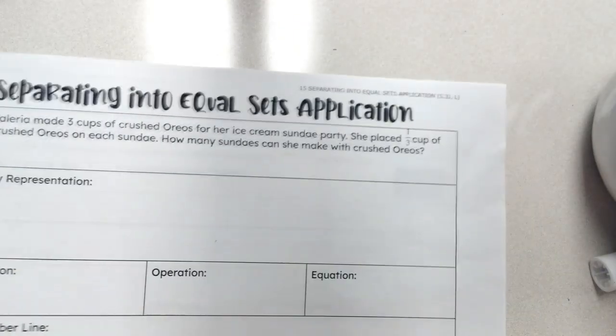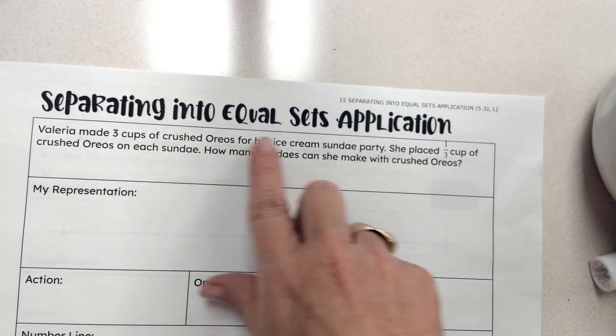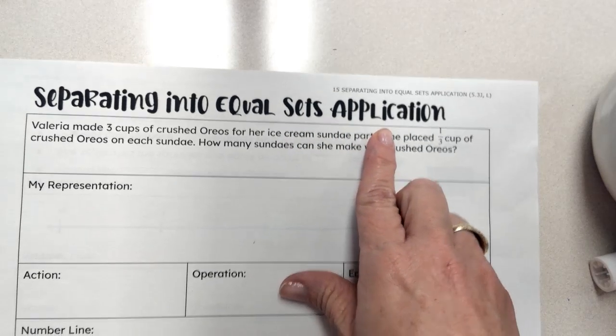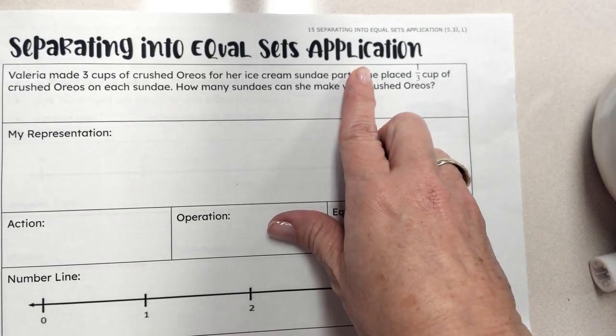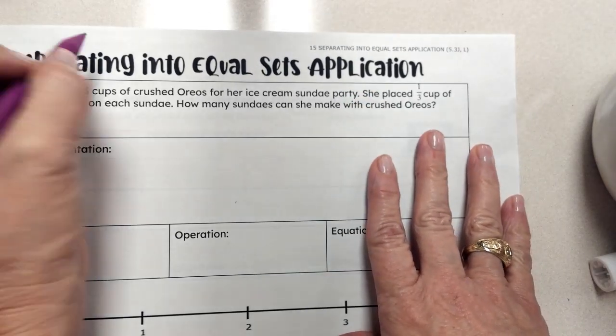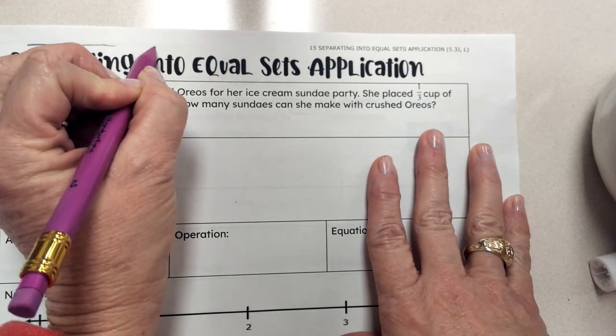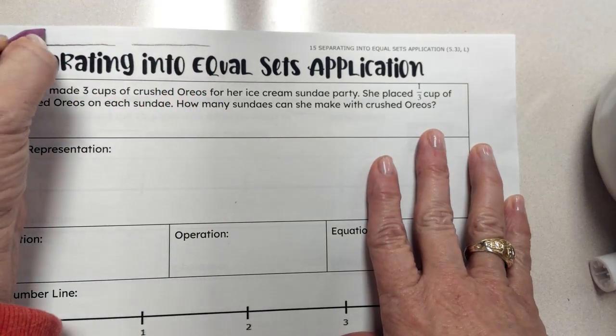Right now I want you to look at this paper. It says separating into equal sets application, so make sure you have the correct page, and please put your first and last name on this assignment.